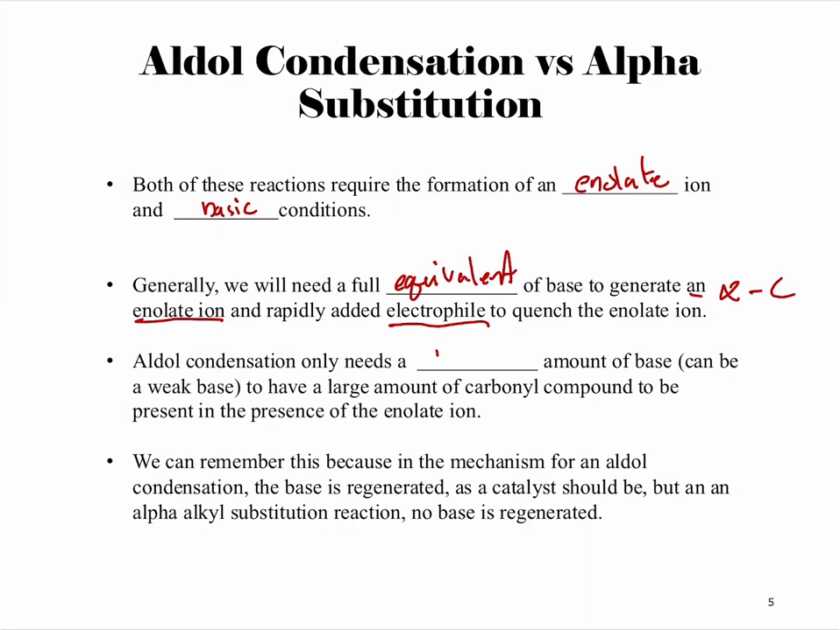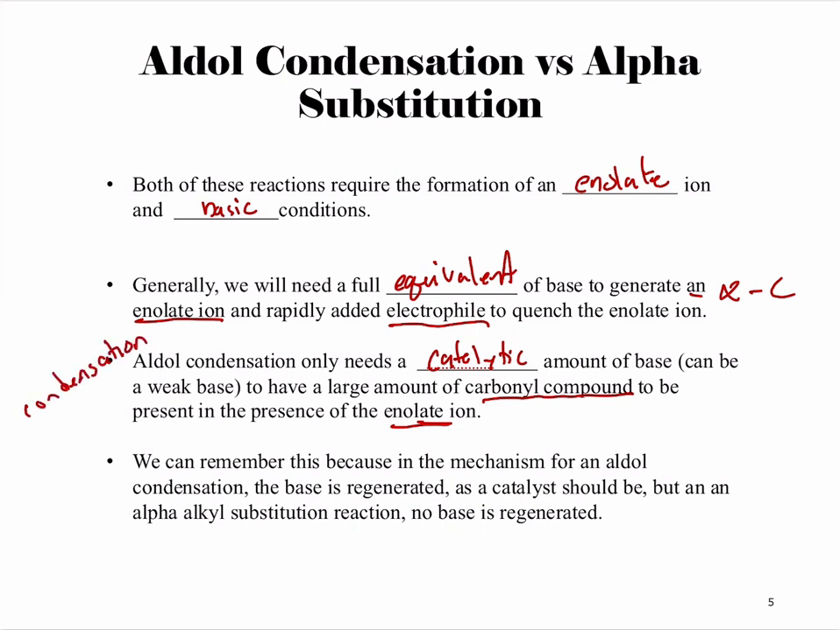Aldol condensation only needs a catalytic amount of base, and so this can be a weak base as well, to have a large amount of carbonyl compound to be present in the presence of the enolate ion, right? So the idea here is we promote the enolate ion, or we add just enough base to convert some of the carbonyl compound to the enolate ion, and then that enolate ion is very reactive, and it's going to be surrounded by a bunch of the unionized ketone or aldehyde, or even carboxylic acid, present in solution, and so it will react with those to form a condensation product, right? So this is going to be the conditions for a condensation product.